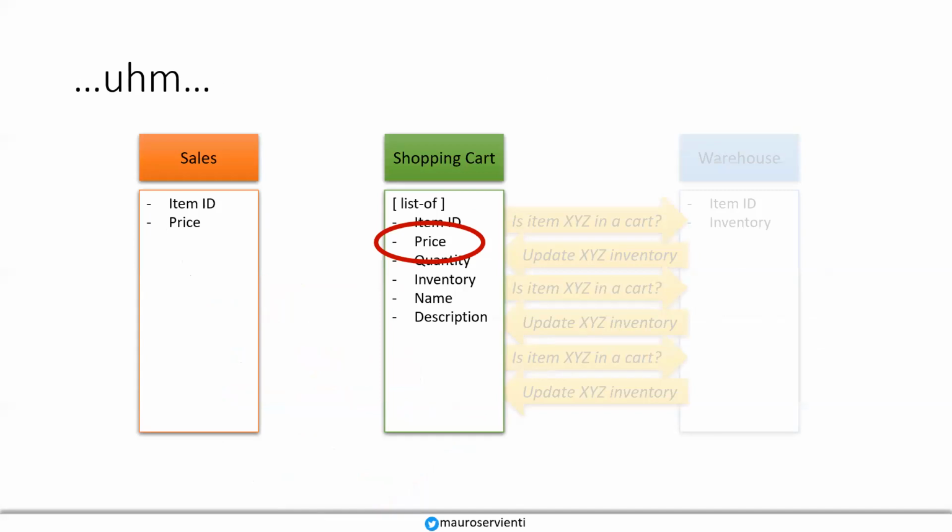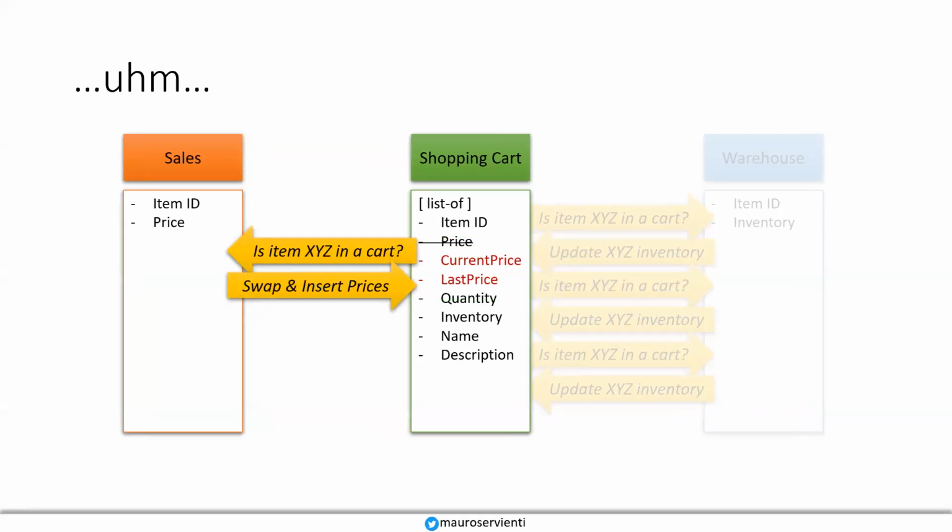At which point we can start smelling that something is not really behaving correctly, because the information that we have in the shopping cart is not enough anymore to satisfy this new business requirement. So we need to change the shopping cart to track current price or last price instead of just one single price. And now sales needs to do something very similar to what warehouse is doing.